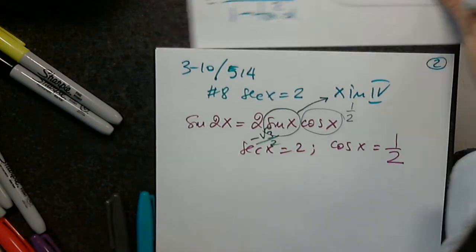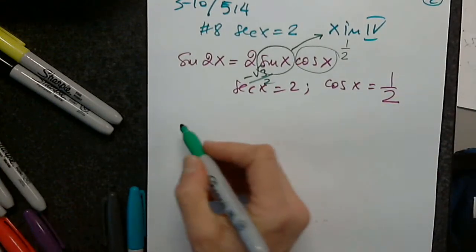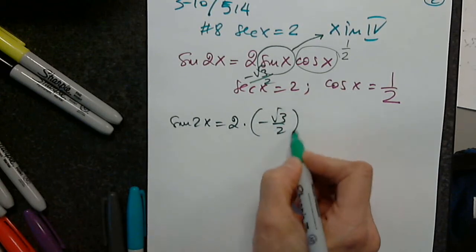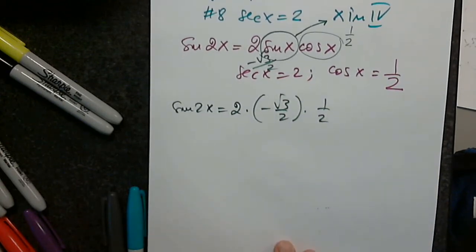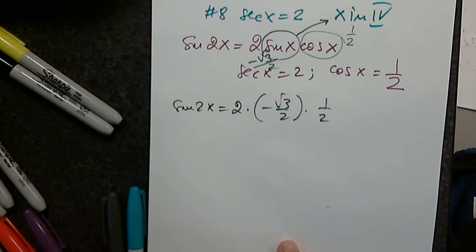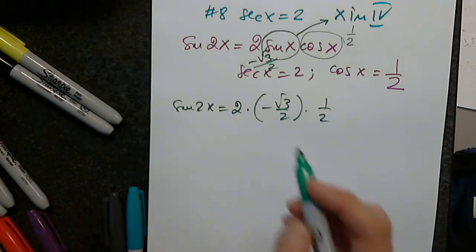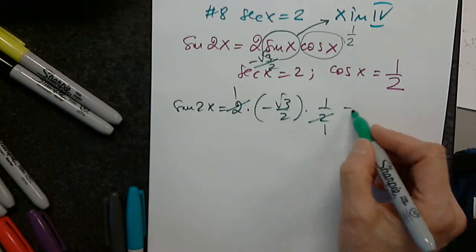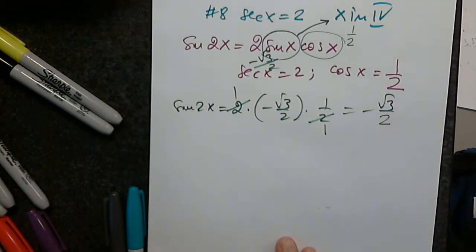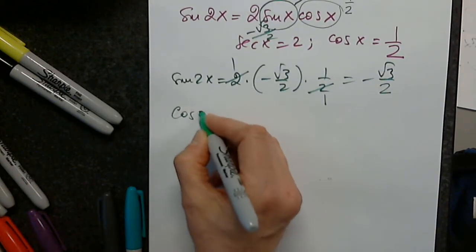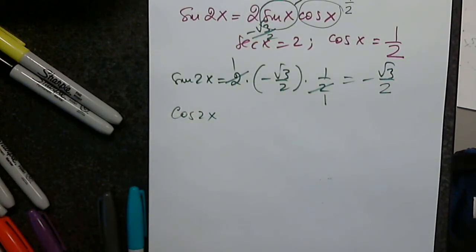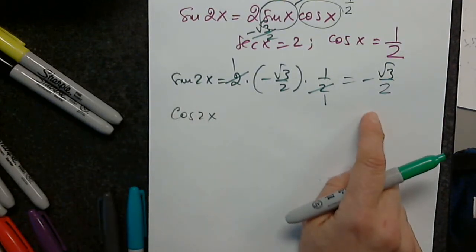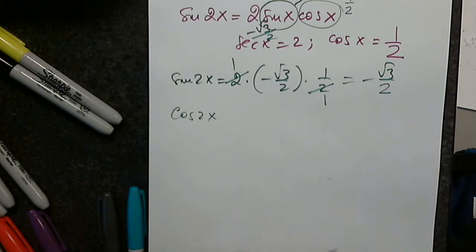Clear? Okay, perfect. So then I have sine twice x, which is 2 multiplied by negative the square root of 3/2 and multiplied by 1/2. I'm going to multiply and rearrange, and I'm going to say 1 and 1. So this is negative the square root of 3/2. I don't have to use a formula for cosine twice x, because if sine twice x is negative the square root of 3/2, the other one must be 1/2.